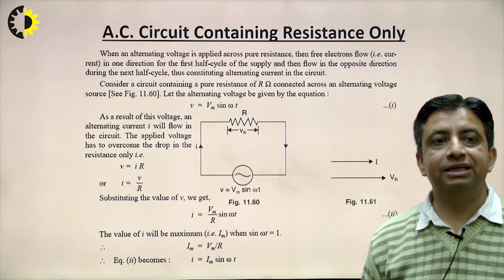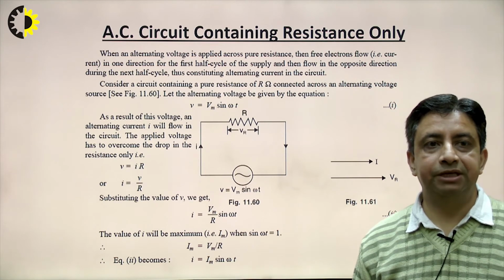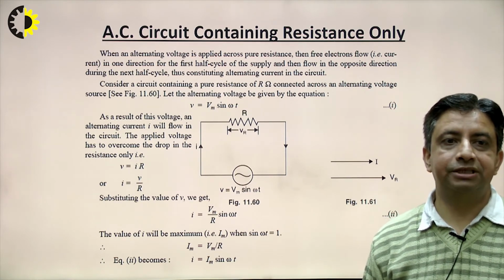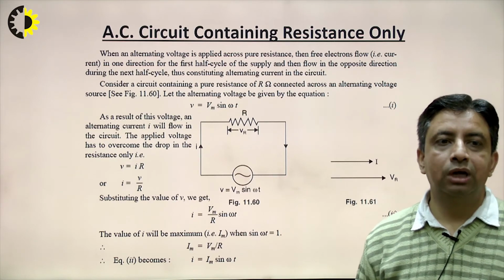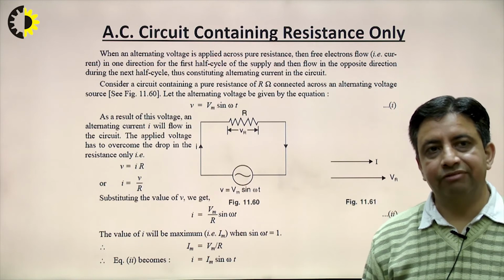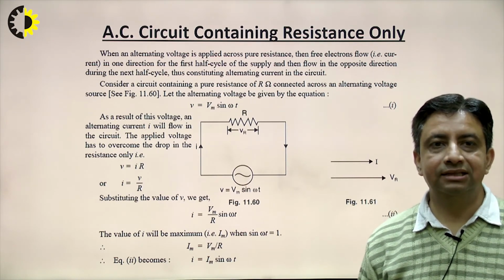If I replace this Im equal to Vm by R in the above expression, that is expression number 2, I will get the third expression. It will be i equal to Im sin omega t. That means we can conclude that for a purely resistive circuit, voltage and current are in the same phase.